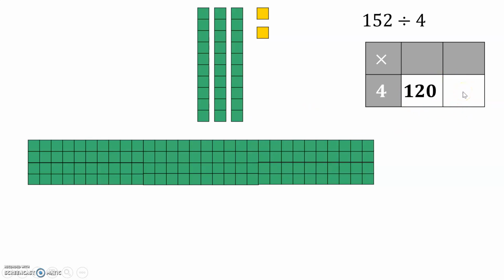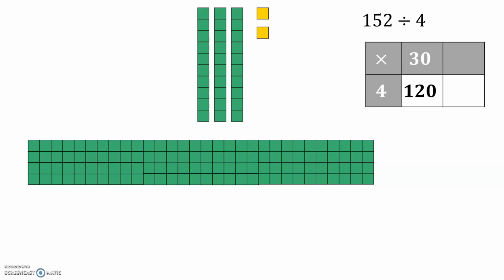So I've just used 120, and I know that that was 30 in total there. Okay, we had 3 sets of those 4 tens. So 4 times 30 makes 120. So we can work it backwards. I've used 120, and I know that 4 times 30 is 120. Okay, so we still have got 3 tens and 2 units.